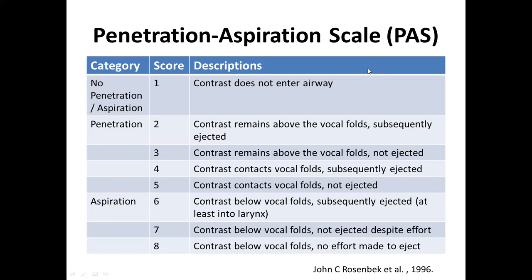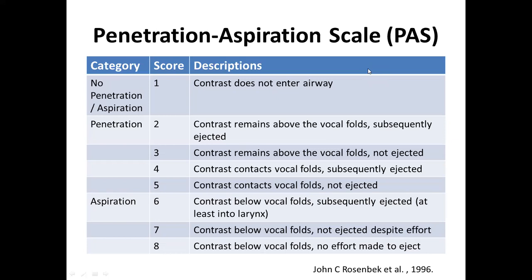Then aspiration, then we start giving the rate of 6. The score of 6 means that contrast has gone beyond the vocal cords, and sometimes it can easily be ejected. And the score of 7 and 8 is given when contrast goes below the vocal cords and cannot be ejected regardless of the effort that one has given.